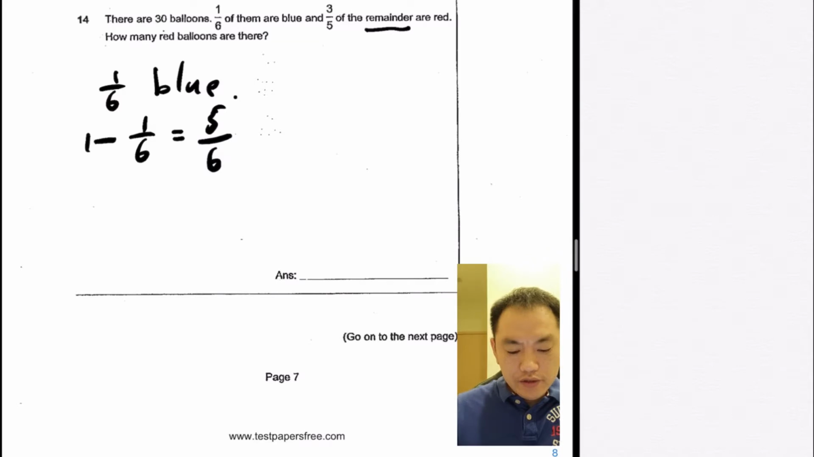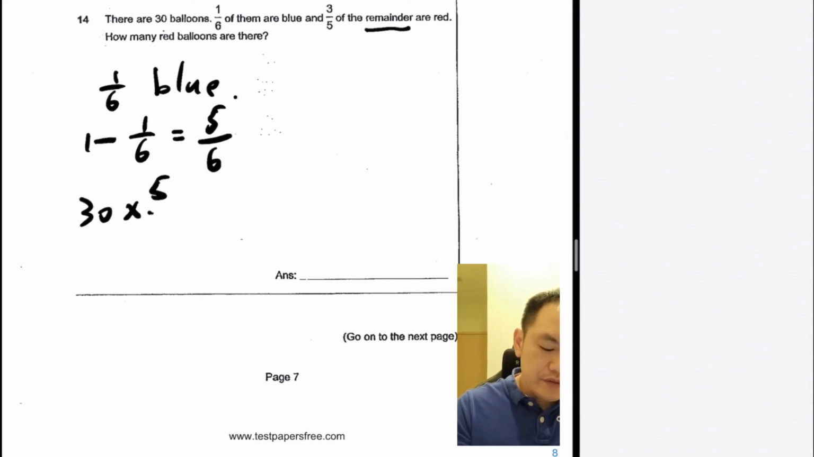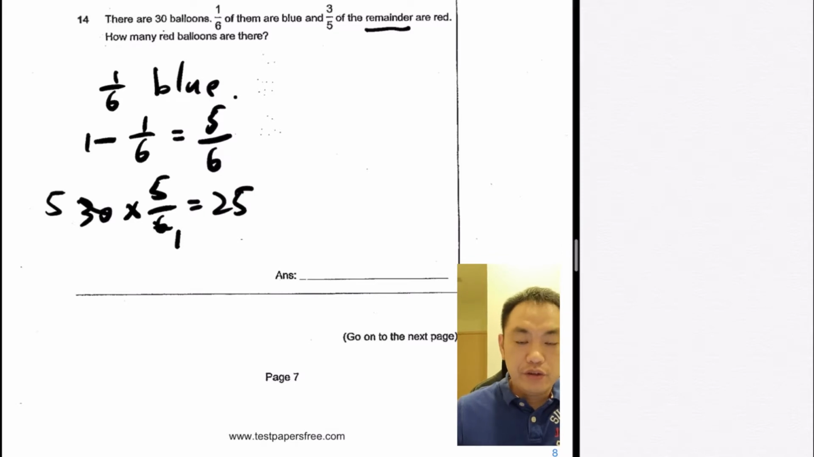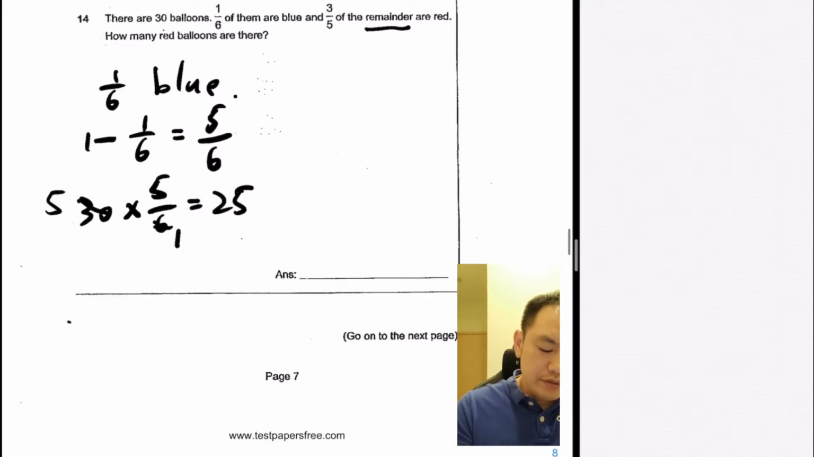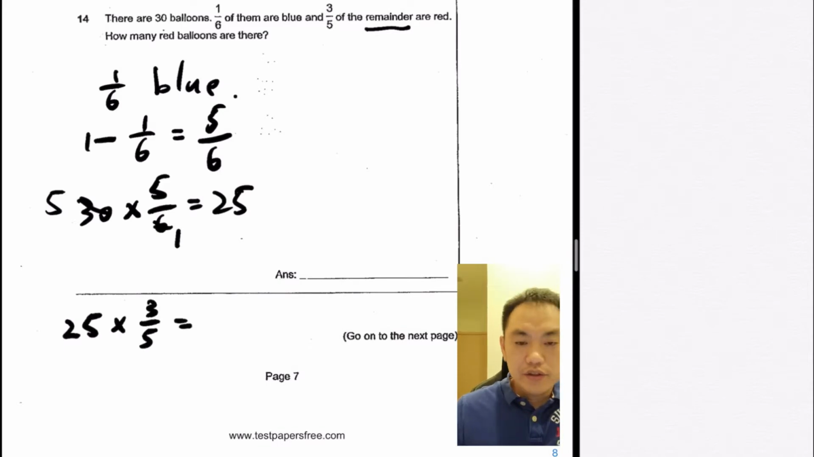Okay, so how many balloons is that? So 30 times 5 out of 6 equals, 6 can be simplified with the 30 and then 5, and then 5 times 5 equals 25. Okay, so the remainder is 25, and then the question says 3 over 5 of the remainder is red. So basically this is the remainder balloons, and 3 over 5 is red. So you need to do the multiplication of a fraction.